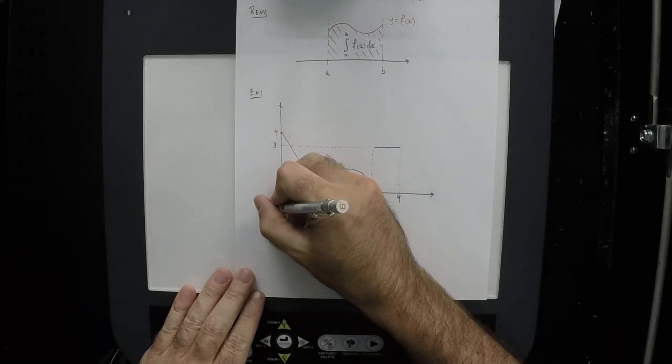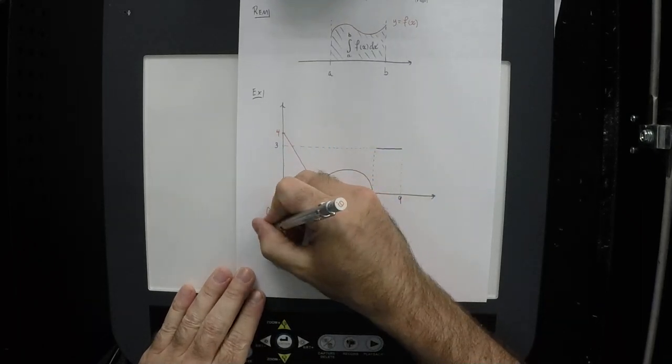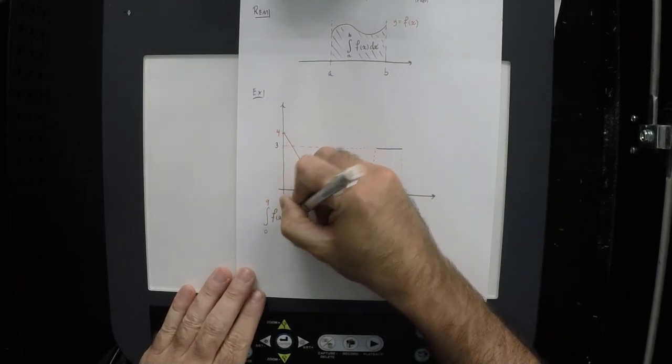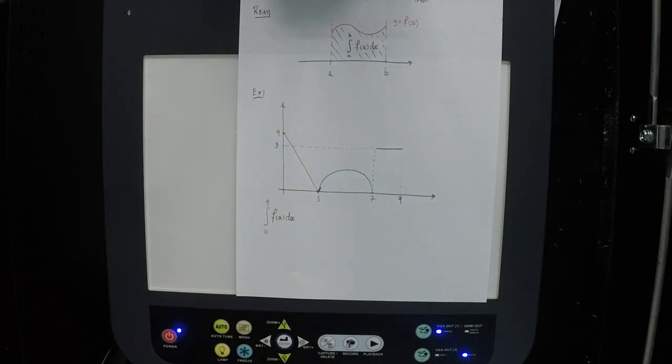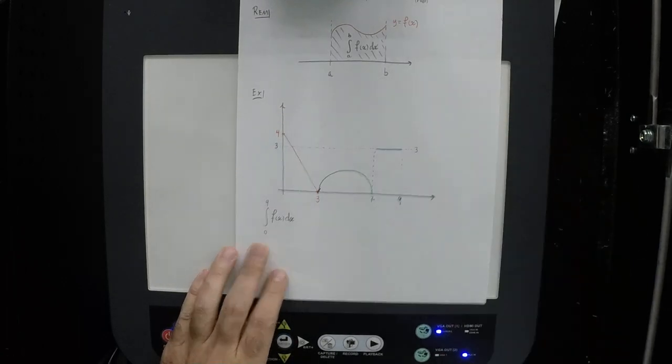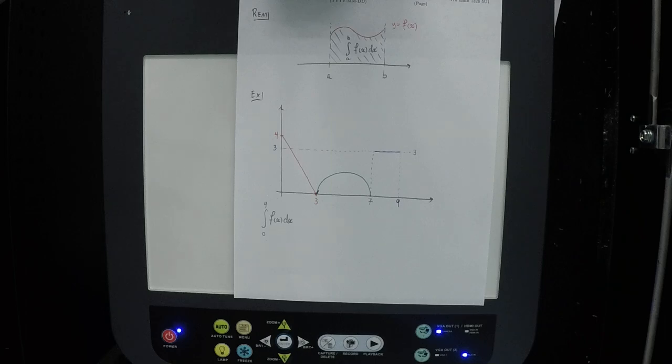So here's my question. What is the integral from 0 to 9 of f of x dx? How can we go about solving it? Any ideas?